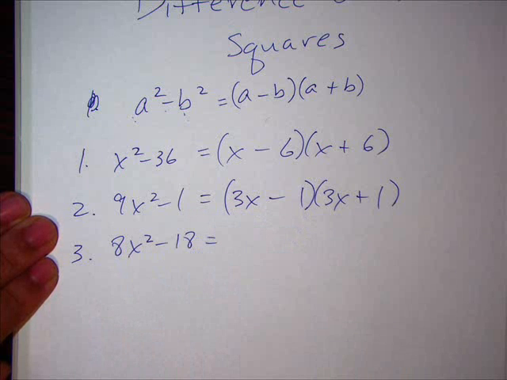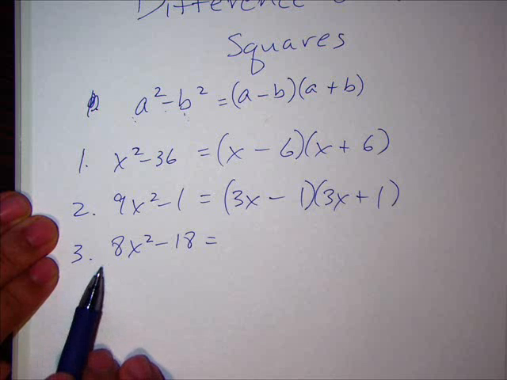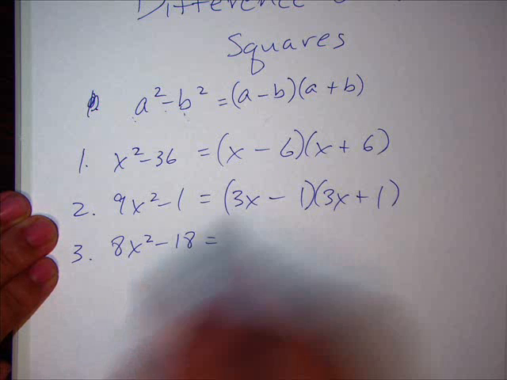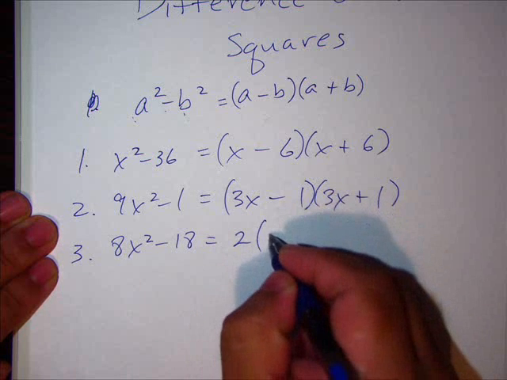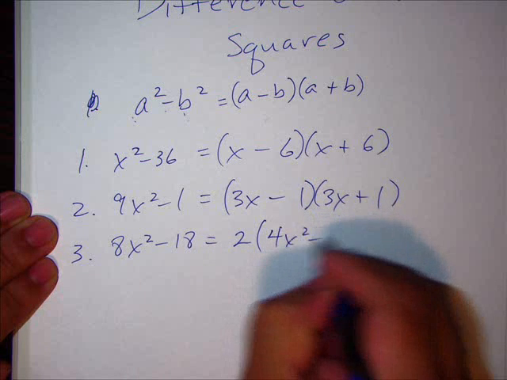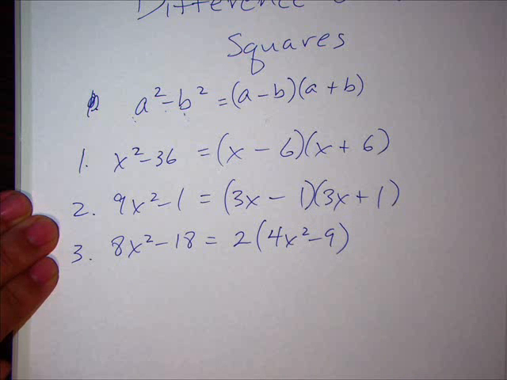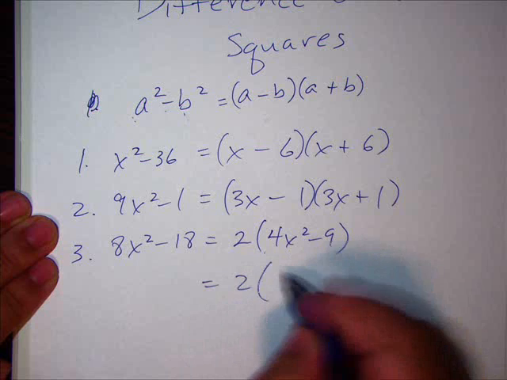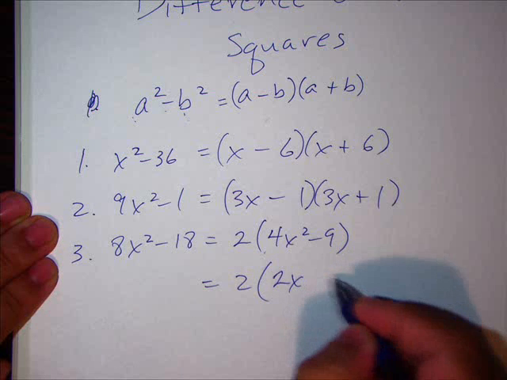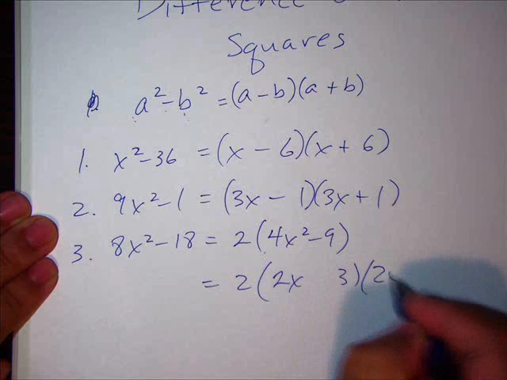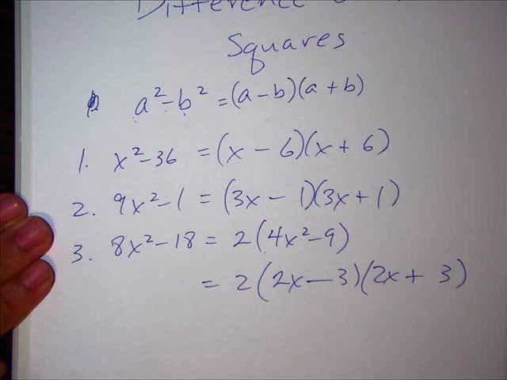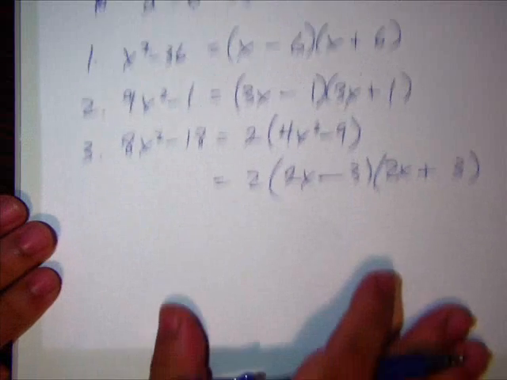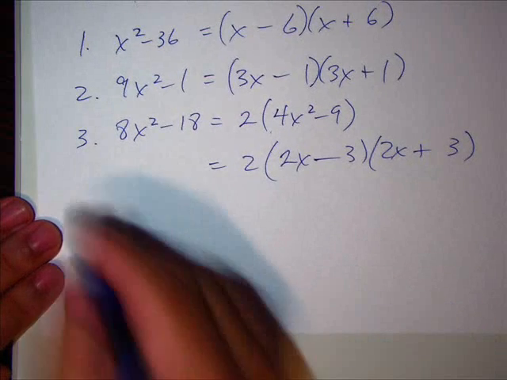Uh-oh, did I make a mistake? Look for common factors. There's a common factor of 2. So that would be 4x squared minus 9. Are those perfect squares? Well, 4 is a perfect square, 9 is a perfect square. So 2x, 3, 2x, 3, minus, plus. That's it.